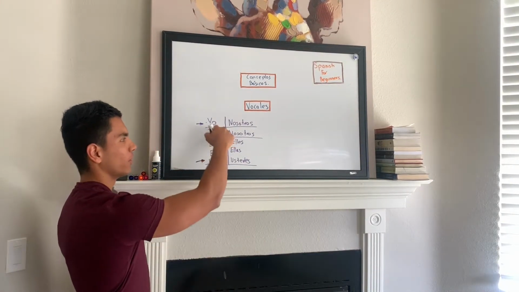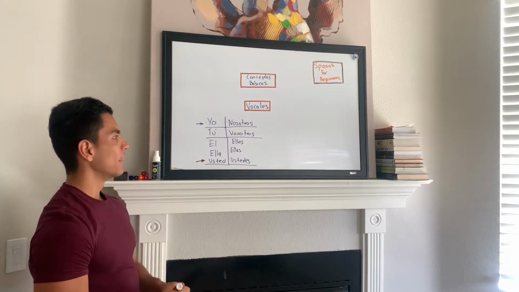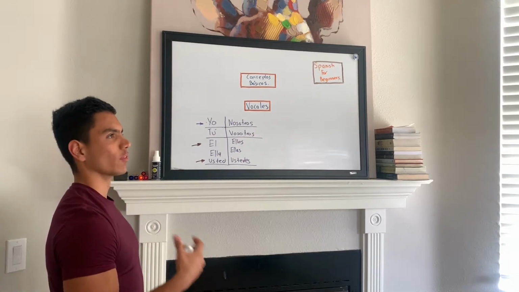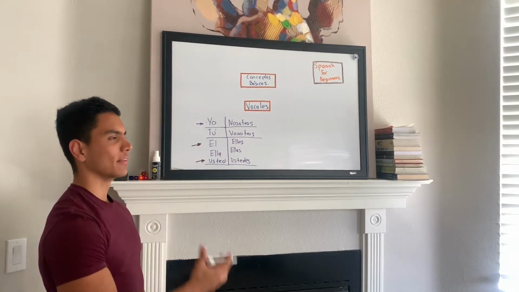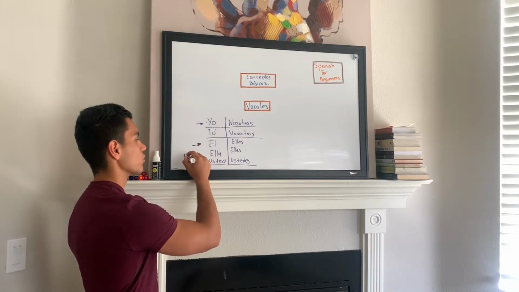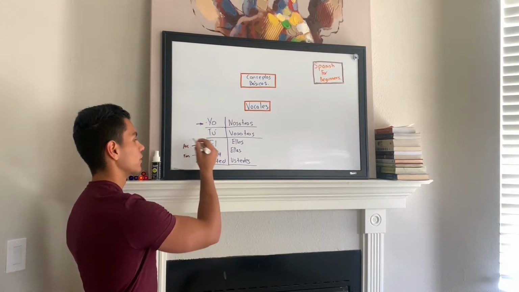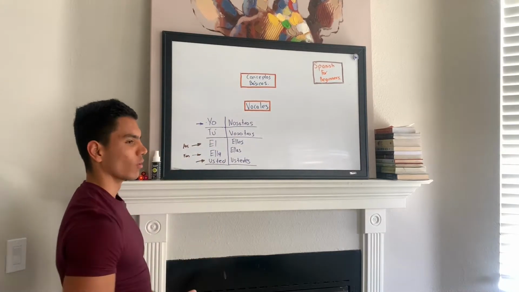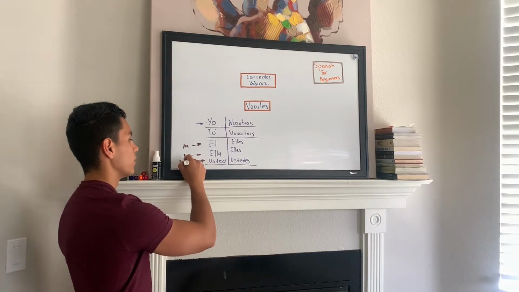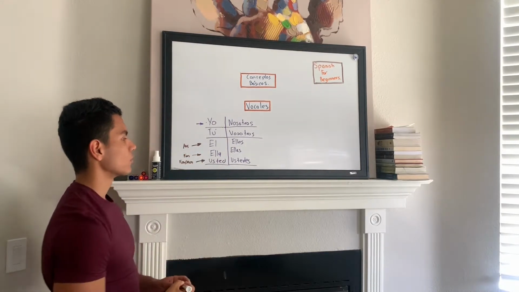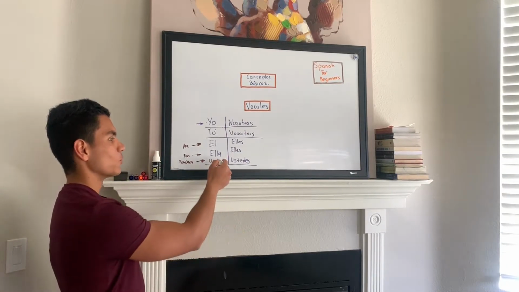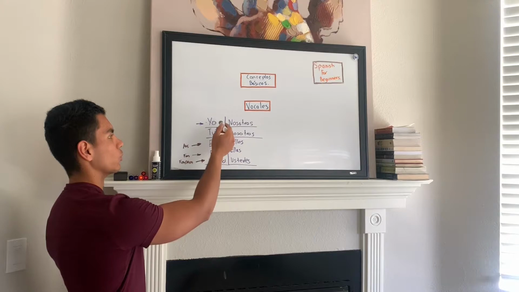So él is referred to the masculine. For example, if you're referring to a boy or to a man, él. And this one is gonna be the feminine, ella. And this one is gonna be in general. It can be women or men, pretty much. So, usted, ella, él, tú y yo.